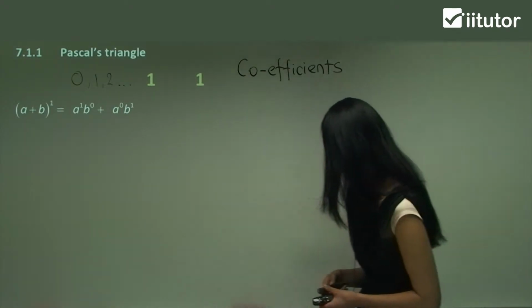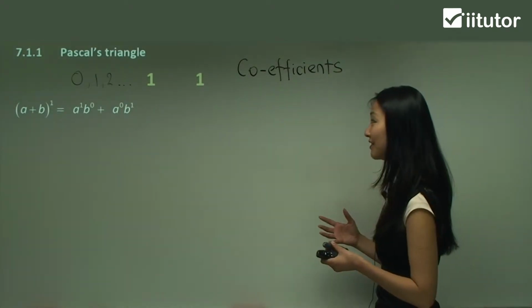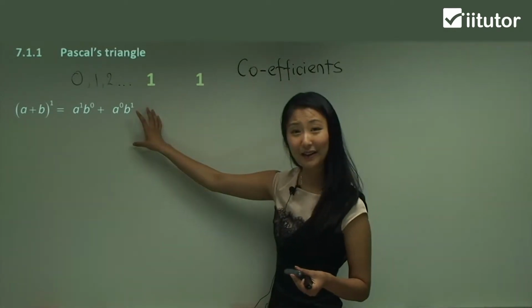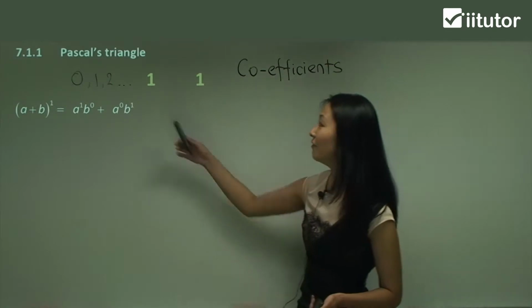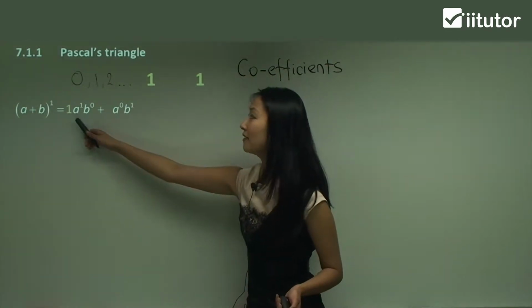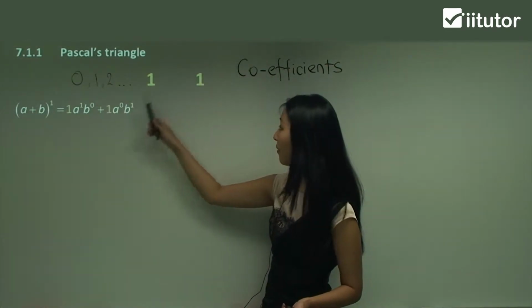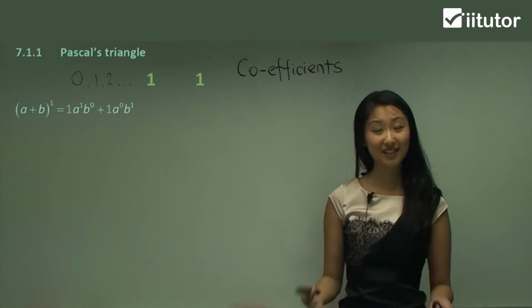Now, let's go back to the Pascal's triangle and the coefficients. So how does this fit into here? Well, this 1 and 1 become the coefficients of this expansion. So 1 goes in front of the first term and that 1 goes in front of the second term, just like that.